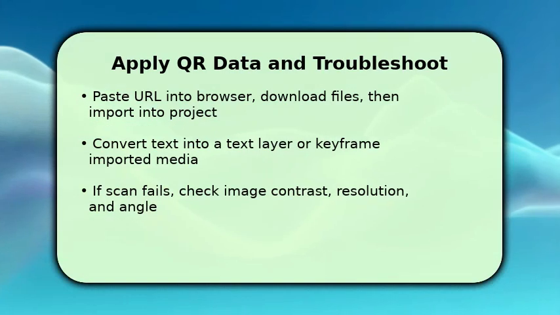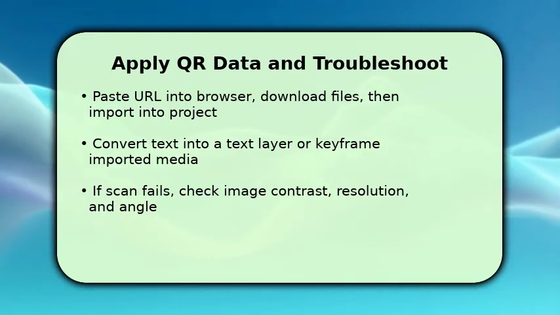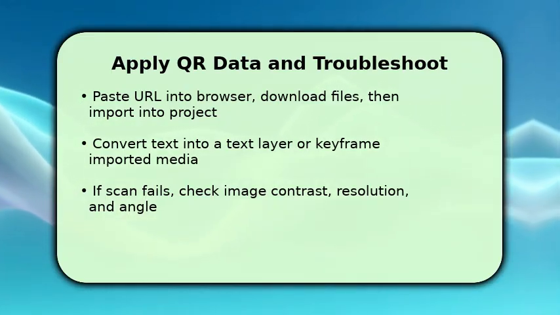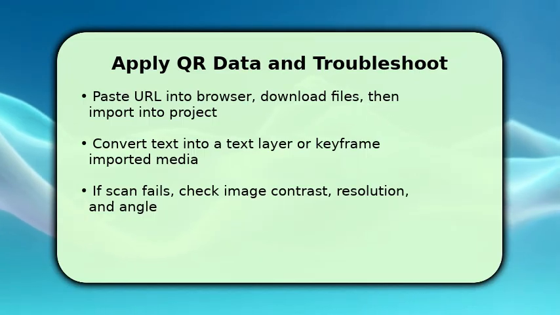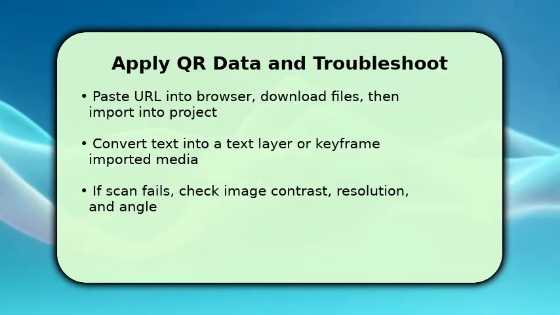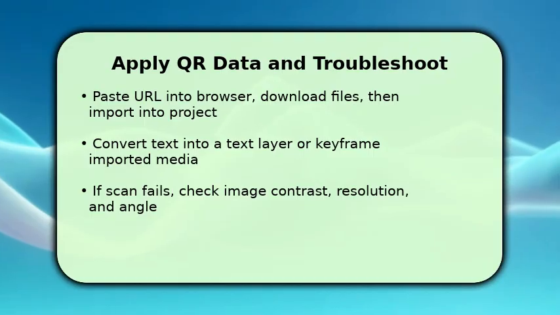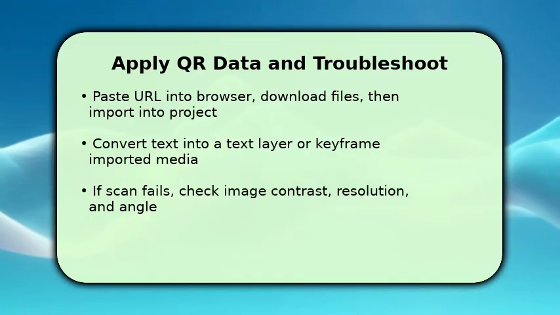You finish by converting the scanned QR data into usable assets. Paste any URL into your browser, download linked media, and import that file into Alight Motion. For plain text, paste it into a new text layer and style or animate as needed. For links to assets, bring the media into the timeline and position or keyframe it.